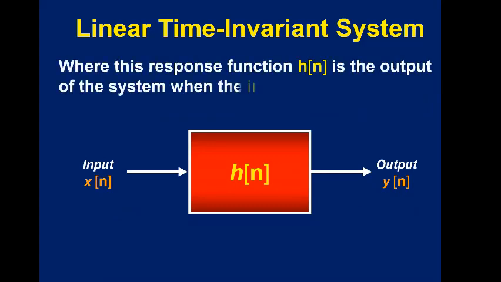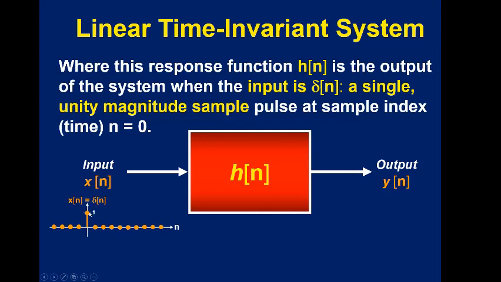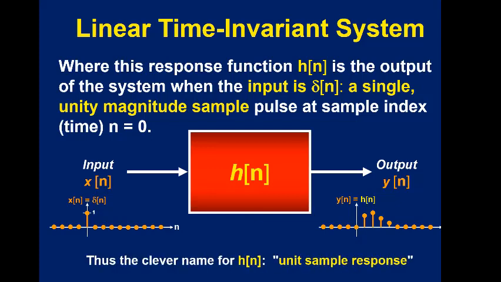That function we'll call h of n. And that h of n function happens to be the output of the discrete time system when the input is a single unit sample sequence, a delta sub n sequence. That was that single magnitude 1 sample value that happens just at n equals 0 and nowhere else. So if I put a unit sample sequence, which looks like this, again, it's 0 everywhere except n equals 0, where we have 1. I put that into the system, whatever comes out is what I call h of n, the unit sample response. Very clever name for a response to a unit sample sequence.